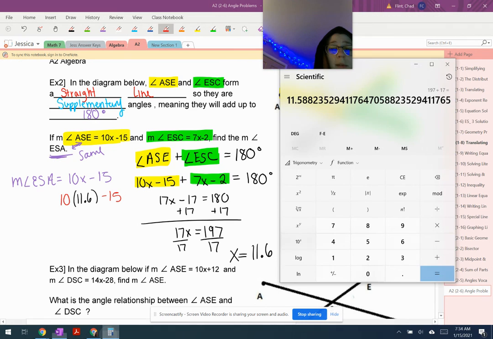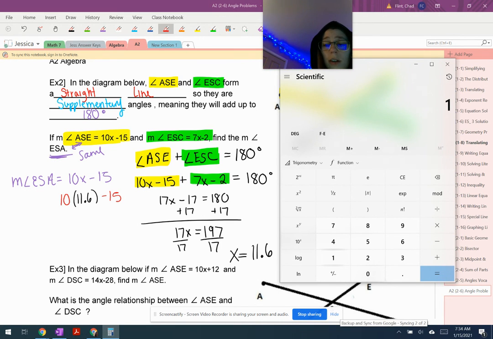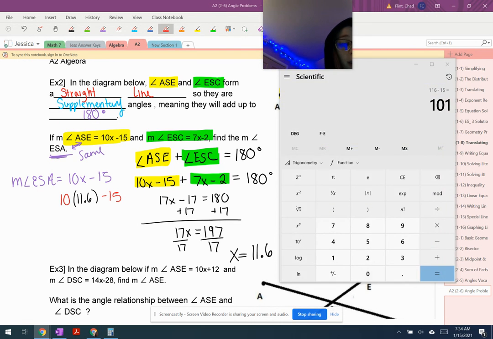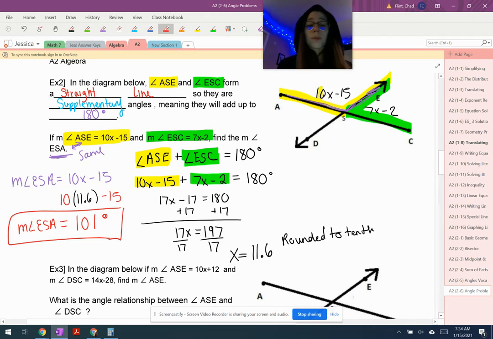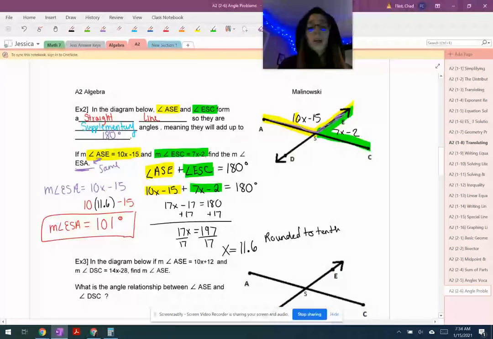So 10 times 11.6 should give me 116. 11.6 times 10 equals 116, minus 15 equals 101. So the measure of angle ESA is equal to 101 degrees. Boom. There's your example 2.